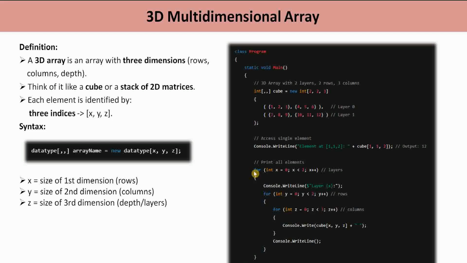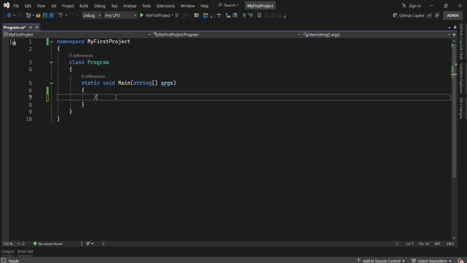And if we want to print these elements, we have to use 3 for loops, because it is a 3D array. We use the first loop for layers, the second loop for rows, and the third loop for columns. So let's see this in Visual Studio. Now let's see the three-dimensional array, meaning 3D array.